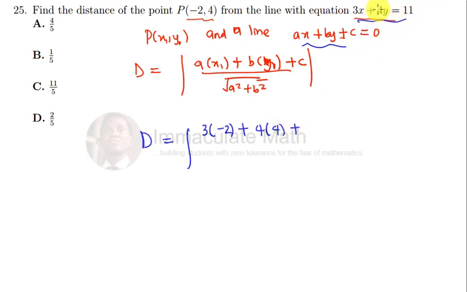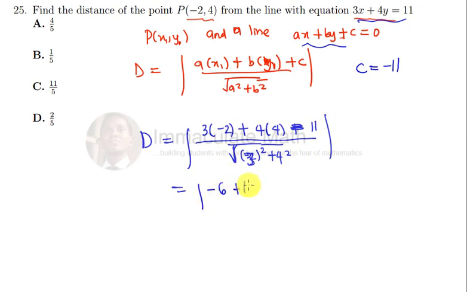Of course, if I bring 11 to the other side here, that means I'm going to have this to be homogeneous, which equals 0, right? So that means I'm going to have my c to be minus 11. Of course, if you bring it here, so that means you have this to be minus 11 all divided by the square root of 3 square, then plus 4 square.